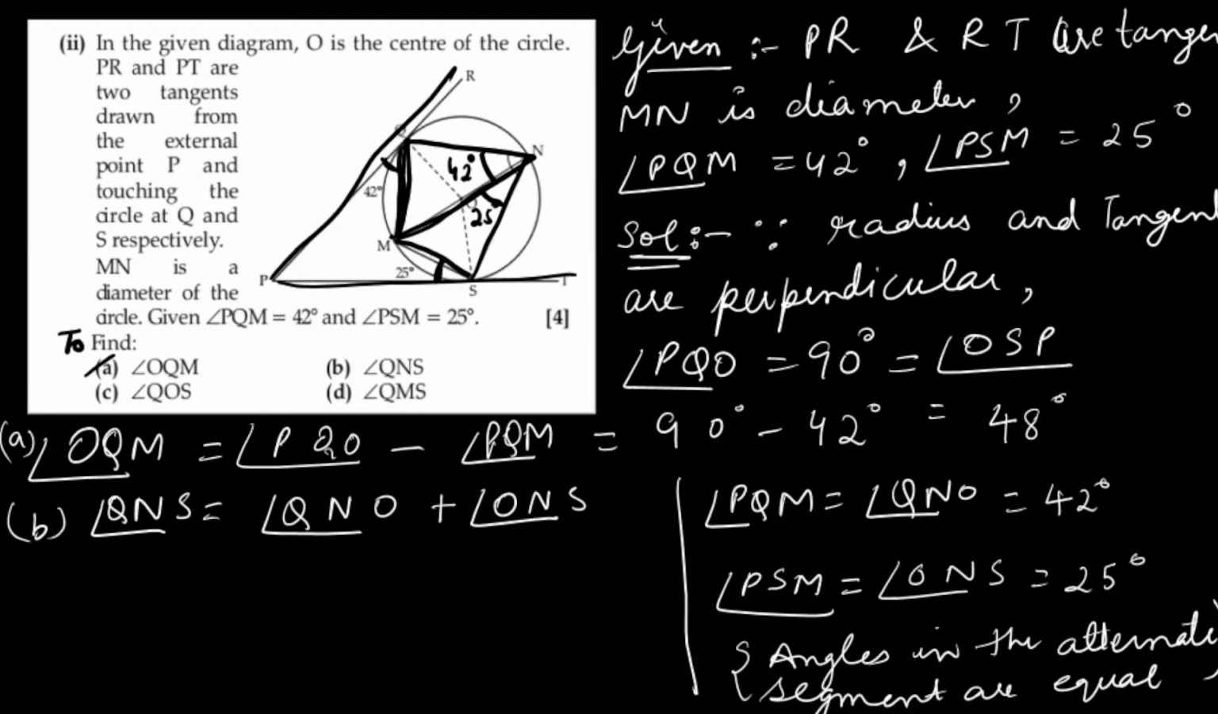Now both the angles we have found individually, we can add them. So QNO is equal to 42 degree. And ONS, see here I have written, is equal to 25 degree. So 42 plus 25. So what is the value? Angle QNS is equal to 67 degree. So part B is also done.